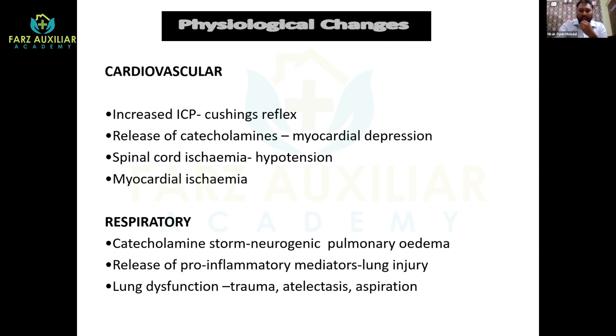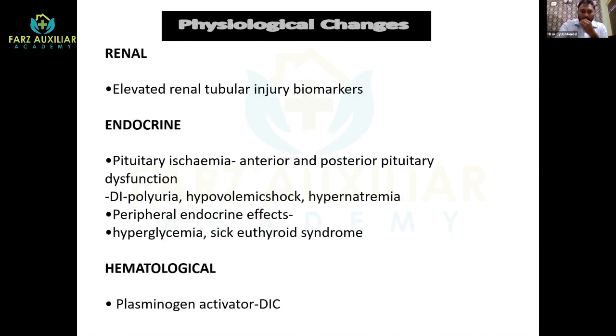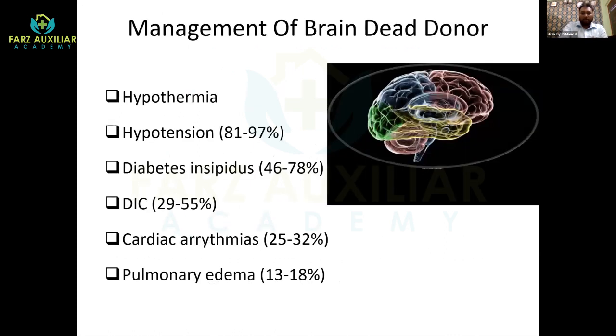What is Cushing reflex? What are the respiratory complications? What are the renal, endocrine and hematological complications? These are, in short, the complications that you are expecting. You have to go one by one: first hemodynamics, and then other organ supports. And these are the main areas that you have to cover.